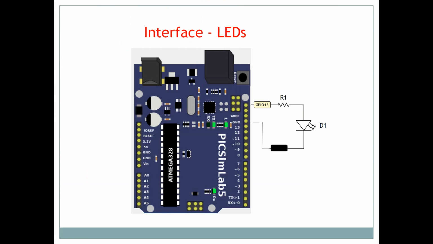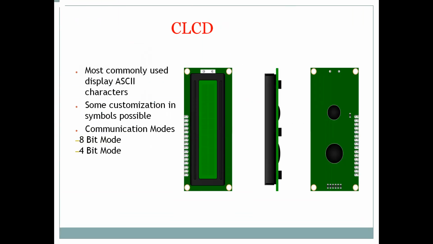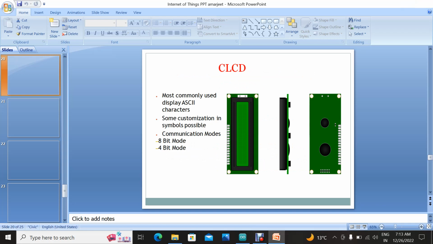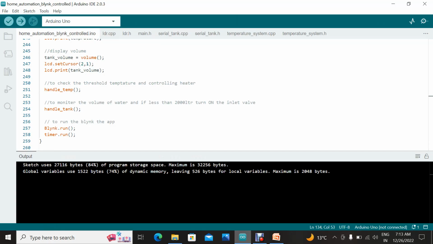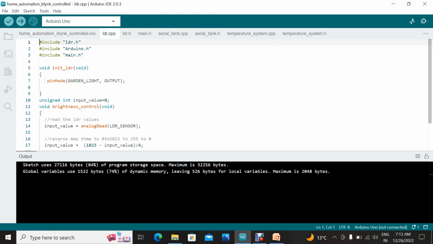How the LED is interfaced with the Arduino, I have explained here. I will also show you how it looks and my program for the LED. So here is my program. I am using an LDR to control our LED lights. I will briefly explain my programming here. So here are garden lights.